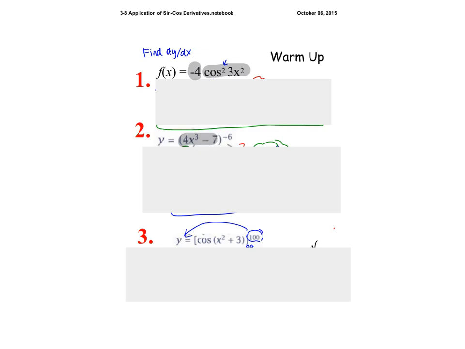Over here, this is x to the negative 6, and then inside we have 4x cubed minus 7. And over here, we have x to the 100, and then inside we have a cosine, and inside of that, we have x squared plus 3. So this one right here will be a triple. So go ahead and give this a try, and we'll talk about it.